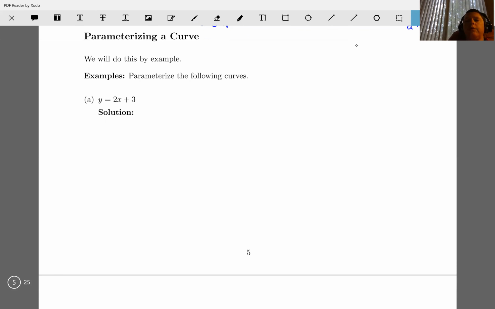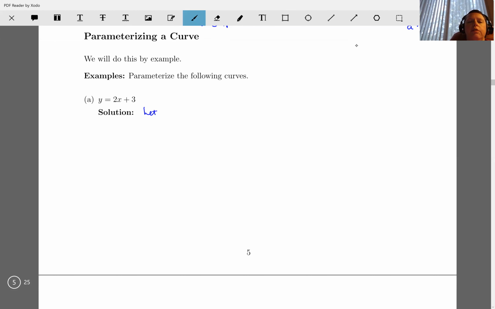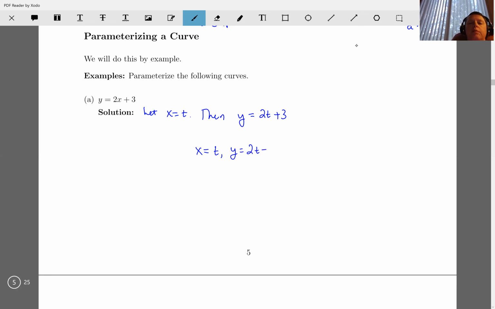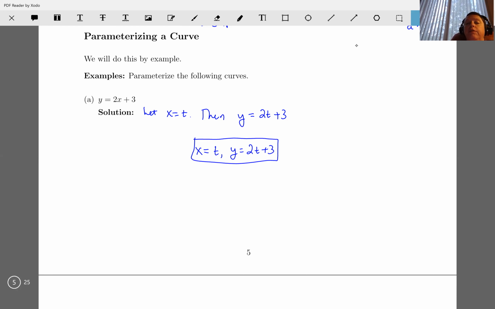If we have a line y equals 2x plus 3, the easiest thing to do would be to let x equal t. Then you can literally just plug in x equals t, and you get y equals 2t plus 3. There are no restrictions on x or y, so there are no restrictions on t. So our parametric equations are simply x equals t, y equals 2t plus 3. This is not the only possibility. There are infinitely many ways to do this, but this is the easiest, in my opinion.